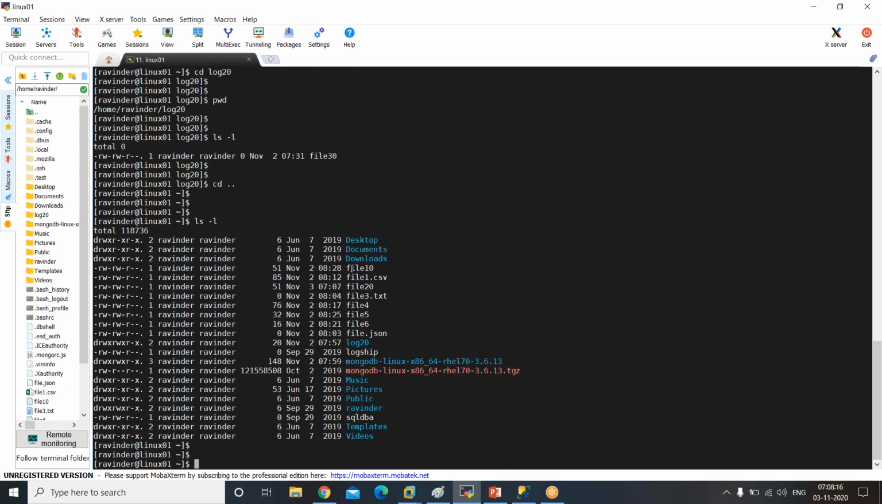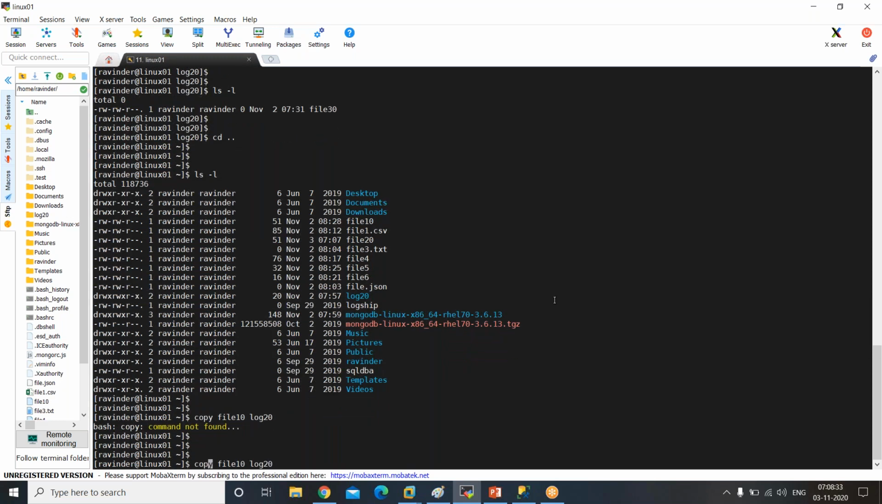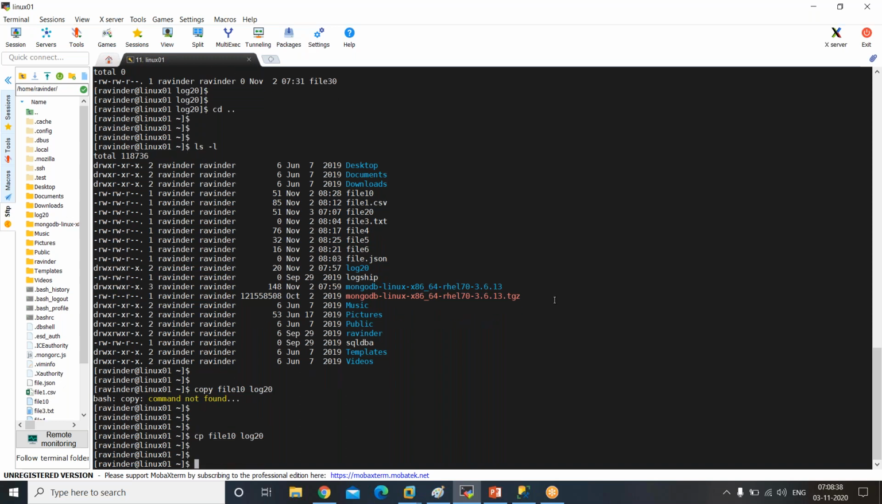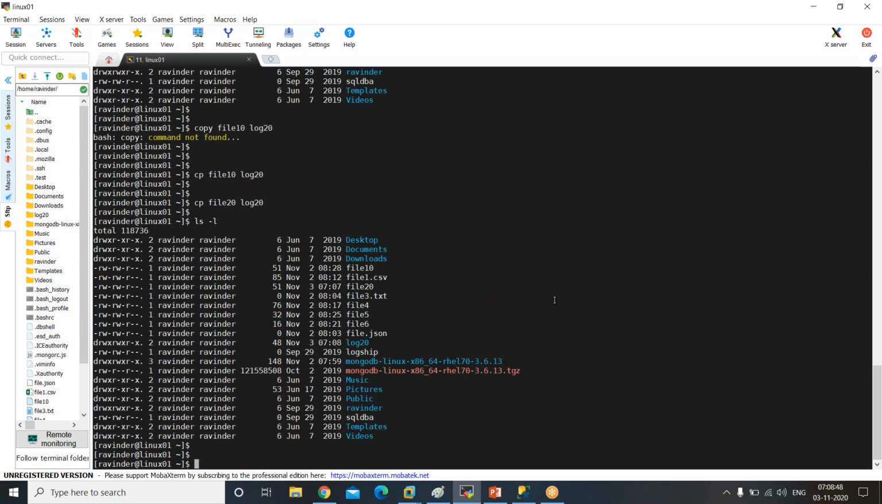So now I want to copy file10 and file20, both into the log20 directory. cp file10 and I'm giving log20. Sorry, I need to use cp, not copy. It is gone. Now I'll do the same thing for file20 as well. If you see now here, there is a file20 and file10. Both are there.